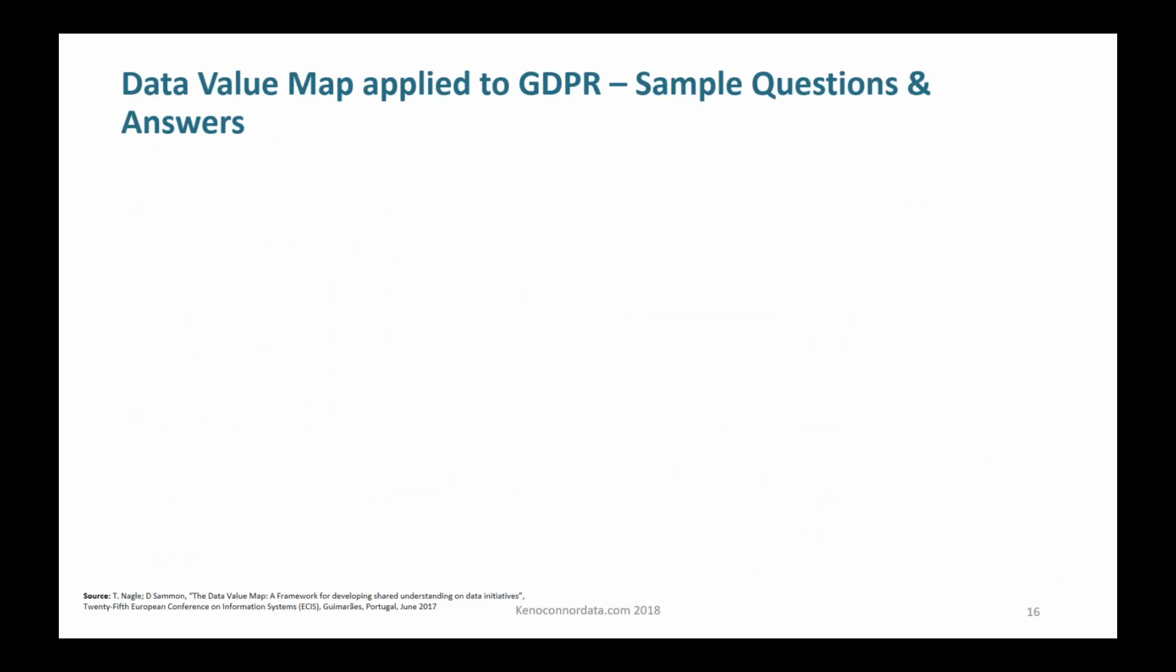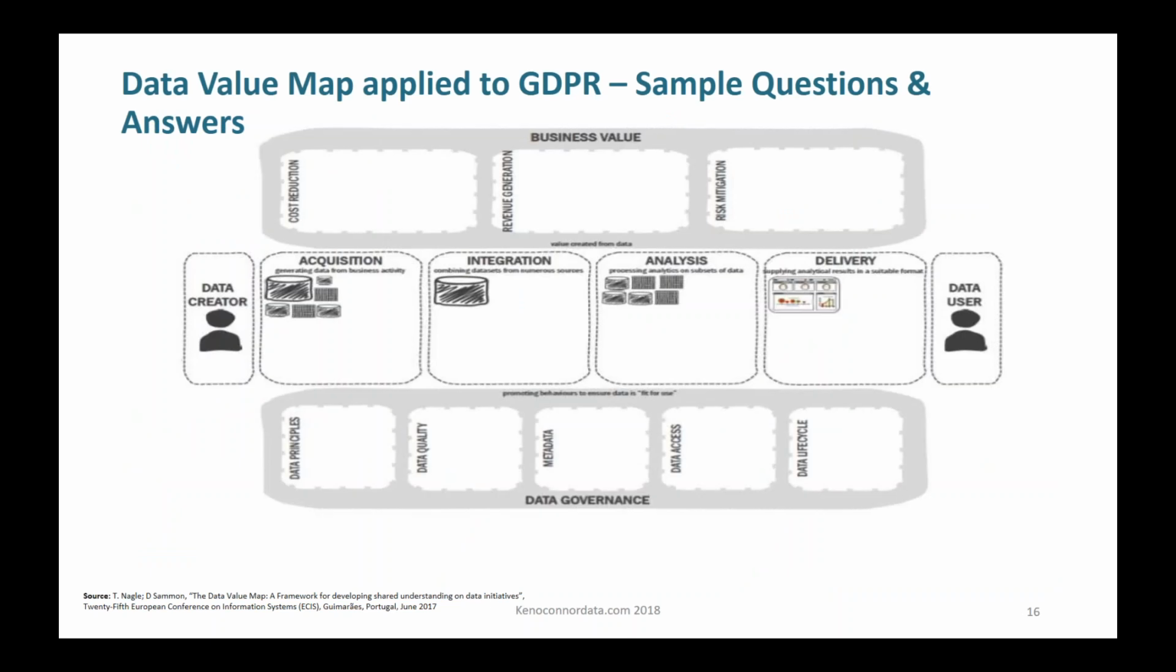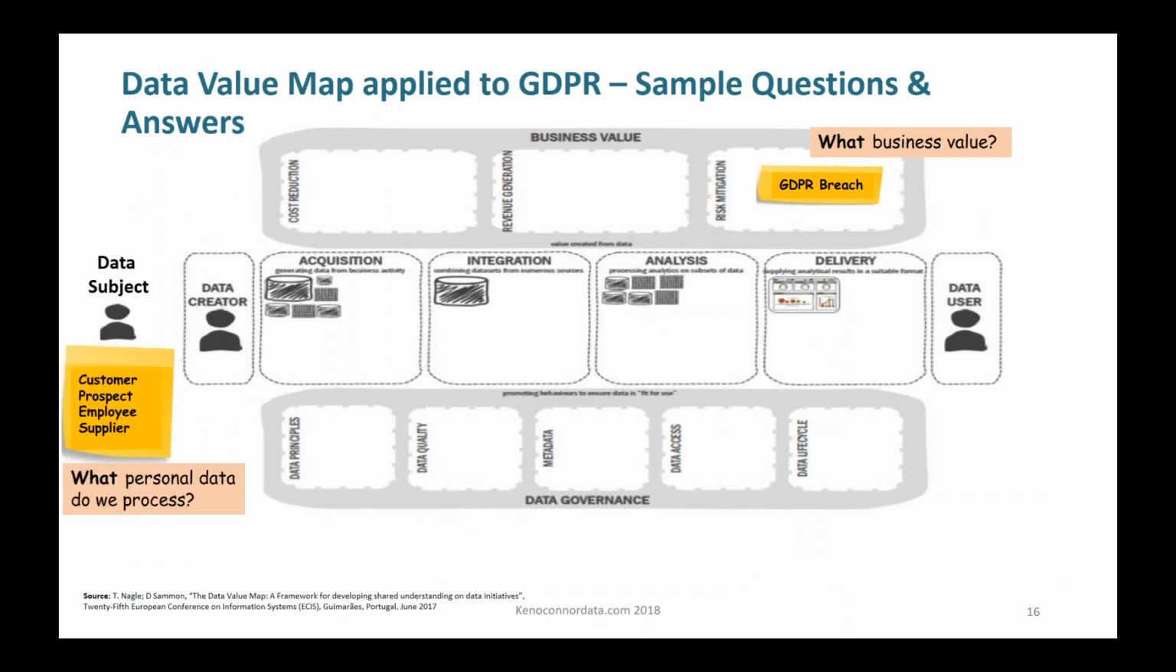So like I say, it can be applied to anything, any data initiative, but what about when we apply it to GDPR? As soon as I saw it, I could see this is perfect. So here are some sample questions and answers. So you take the data value map, and you start with, so what's the business value? Well, it's in the risk mitigation space, and you're managing the risk of GDPR breach.